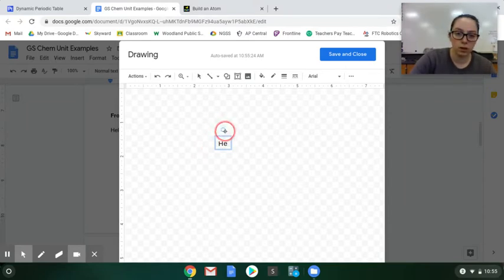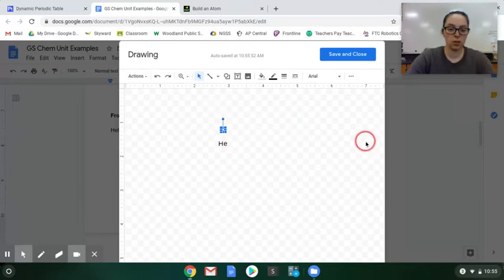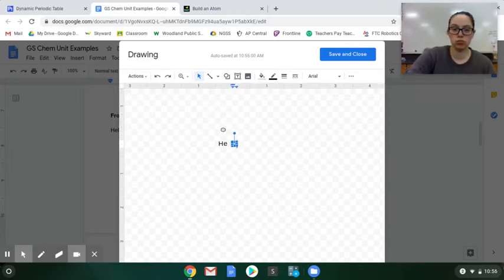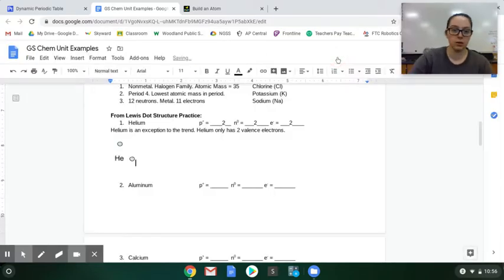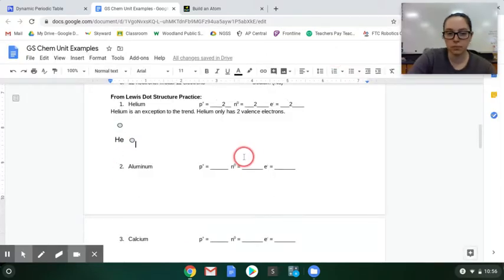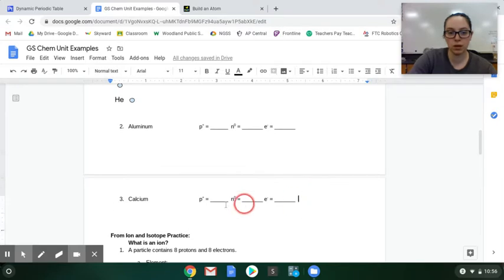1 there. And I'm going to copy by Control C, paste by Control V. 2. That looks very bad, but you get the idea. I'm going to save and close it. So there's helium.